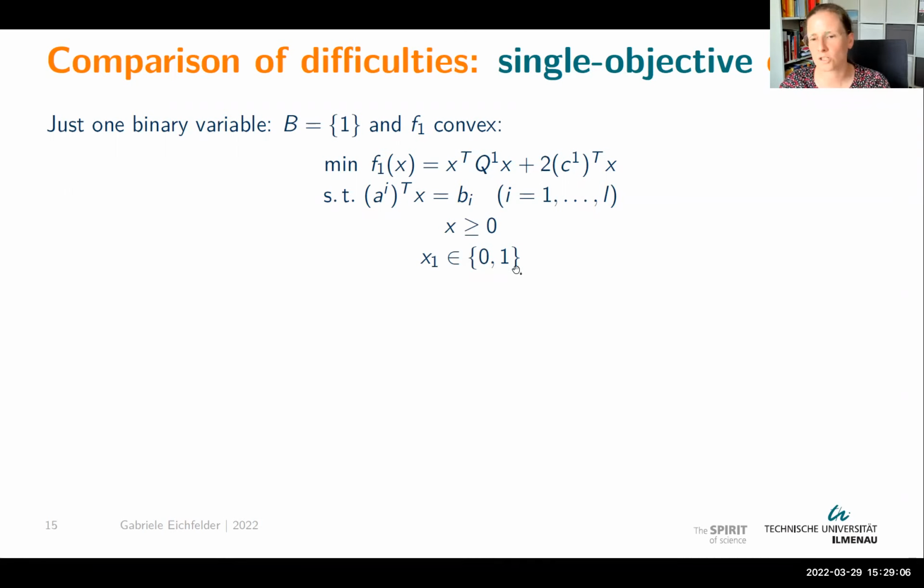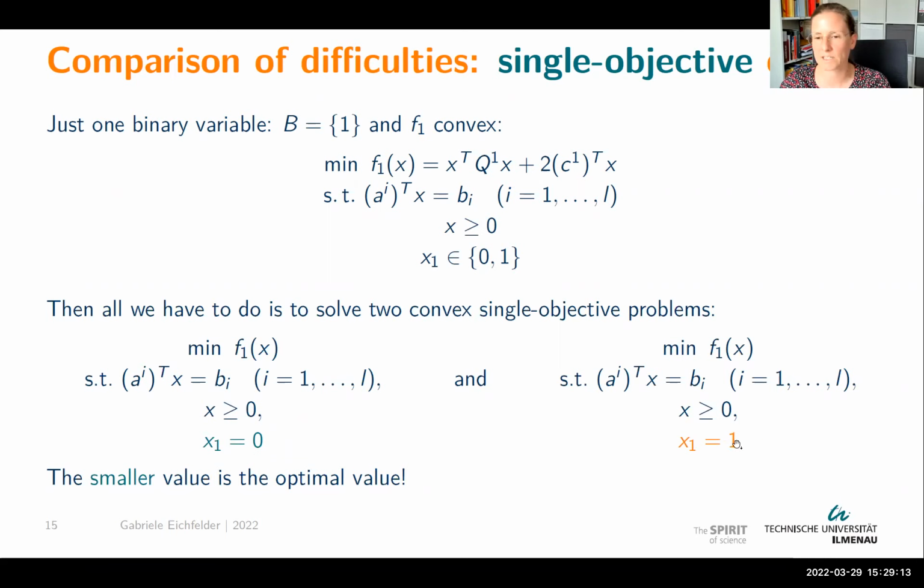Then you would not call this a difficult problem, because what you typically would do is you fix x1 to 0, you fix x1 to 1, and then you have two very nice convex optimization problems. You solve each of these nice convex problems very quickly. You get two optimal values, you compare those, and the smaller value is the overall value of your original optimization problem. So it's not a hard problem.